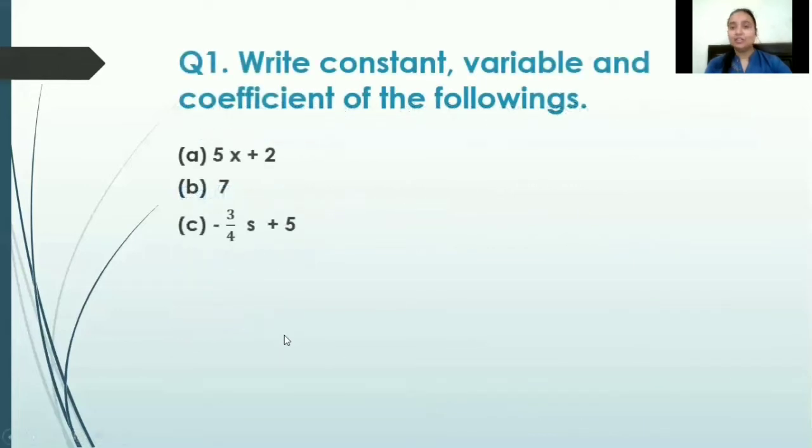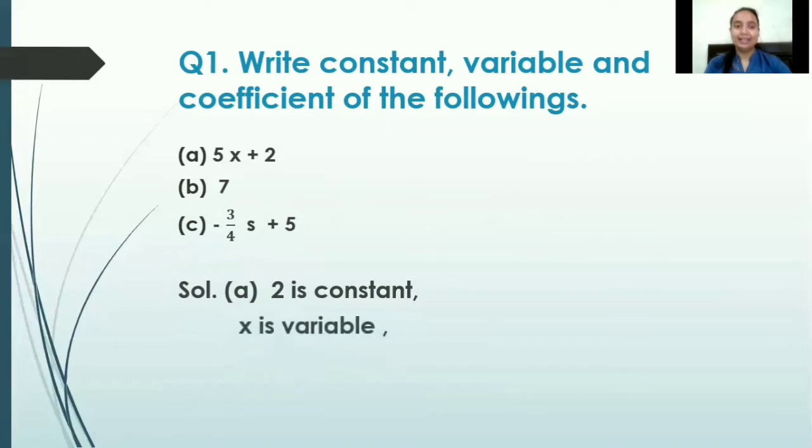Now let's see. Write the constant, variable and coefficient of the following. Means in every term you will write it. So which one is constant here? Tell me, 2 or 5? I think 2. See, 2 is a constant here for the first expression. X is the variable and 5 is the coefficient of x. So B and C I have left for you. State which one is constant, variable and coefficient.